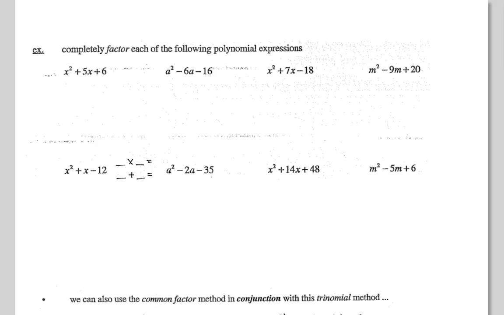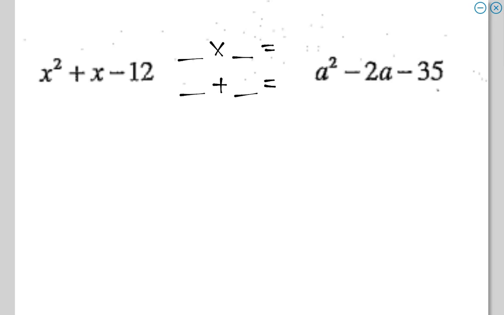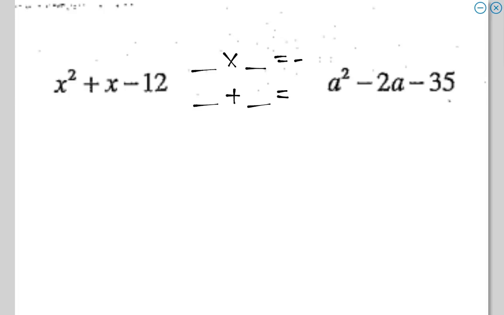Okay, so I'm just going to do the bottom 4 for you guys. So zooming in on the bottom 4. So something times something is going to equal negative 12. And something plus something is going to equal positive 1. I'm going to write this on my whiteboard so that, well, you see it here.